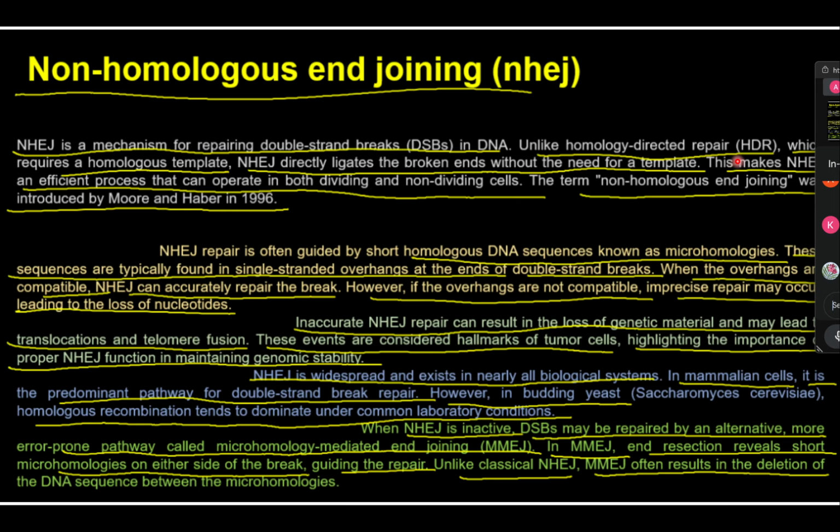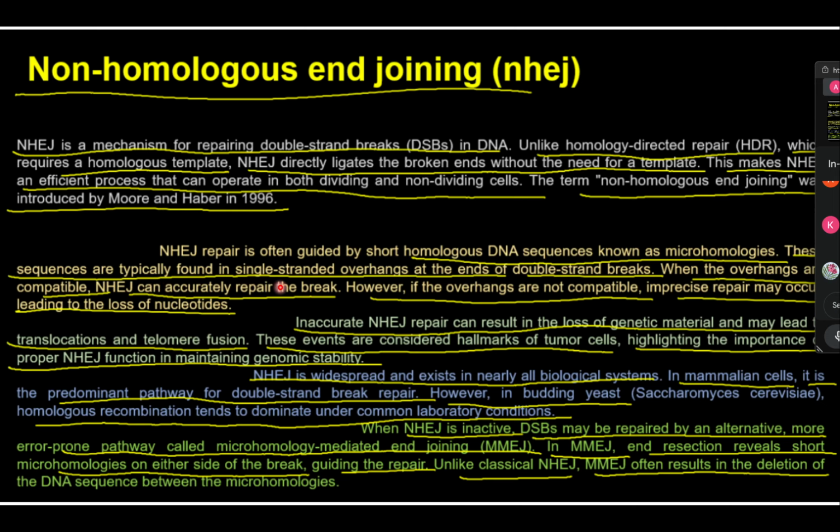Unlike homology-directed repair, which requires a homologous template, which is normally the other chromosome, NHEJ directly ligates the broken ends without the need for a template. This makes NHEJ an efficient process that can operate in both dividing and non-dividing cells, and the term non-homologous end joining was coined by these two people in 1996. So NHEJ is often guided by short homologous DNA sequences called microhomologies, but this is not often required.